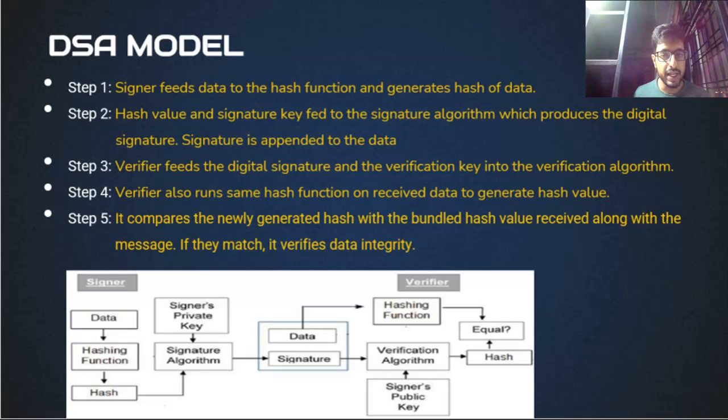Let us look at the DSA model. Generally, the key pairs used for encryption or decryption and signing or verifying are different. The private key used for signing is referred to as signature key, and the public key is the verification key. So now from this point of time, we will refer the private key as the signature key and the public key as verification key. Let us look at the steps involved in the DSA model.